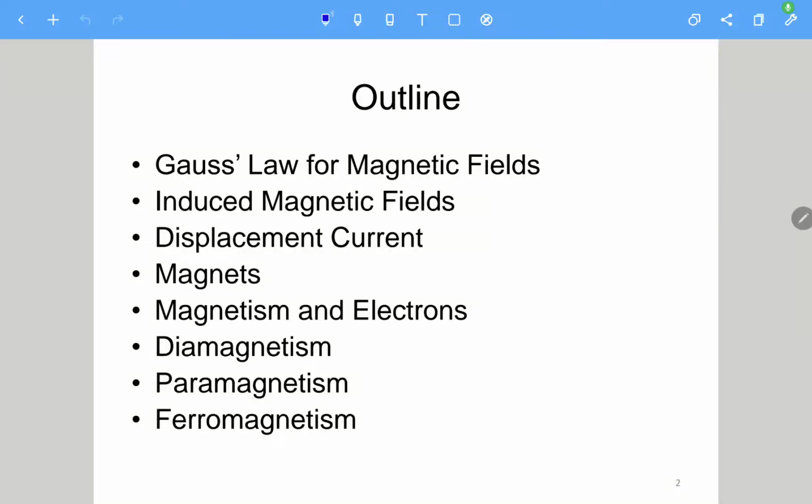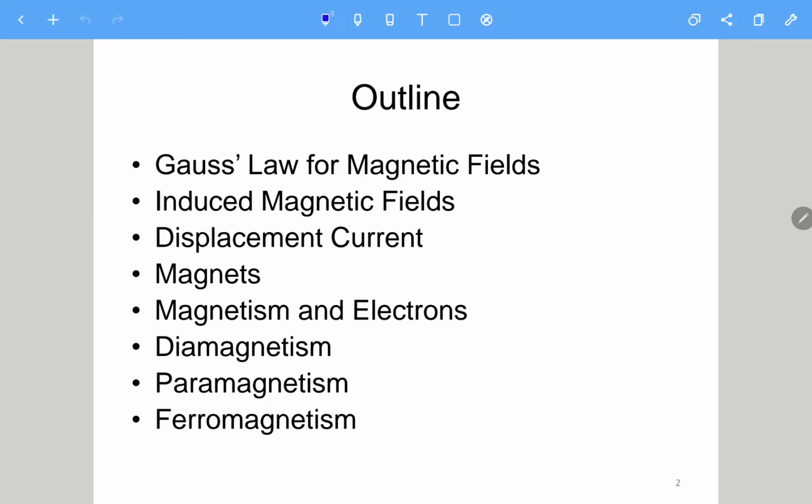This is the outline for chapter 32. So few lines, quite a lot, but we'll first talk about the Gauss law for the magnetic field, which will be the fourth equation or the fourth law in the Maxwell equations. And then also we will talk about the induced magnetic field and also the displacement current. Actually, this displacement current is related to the Ampere's law.